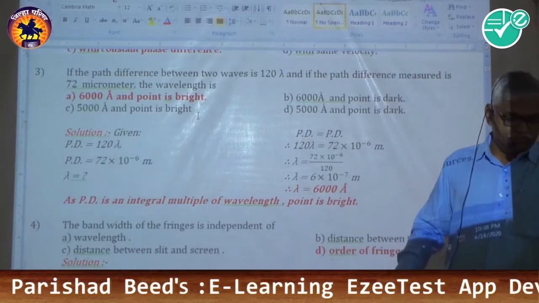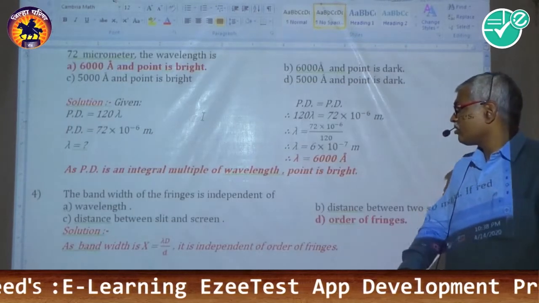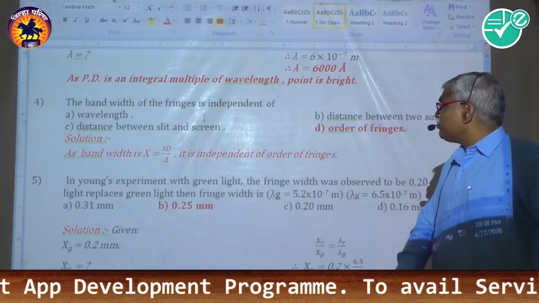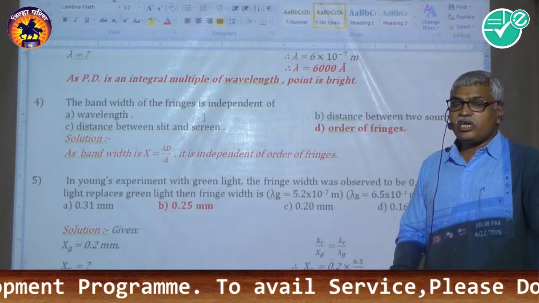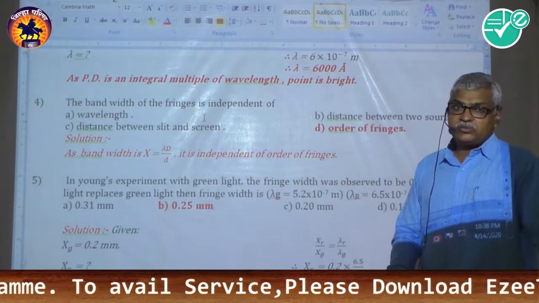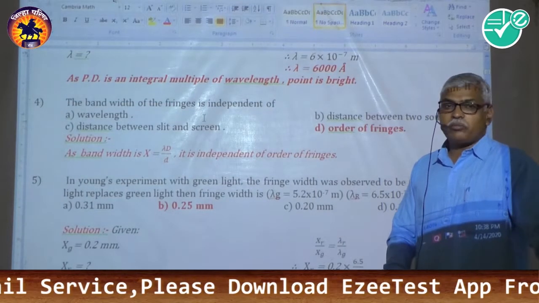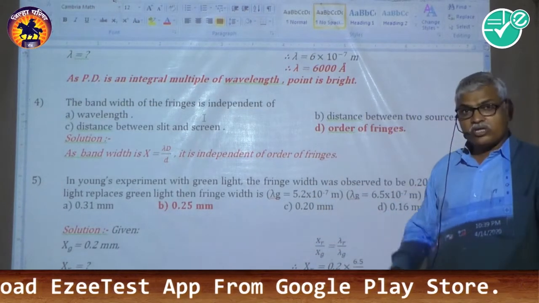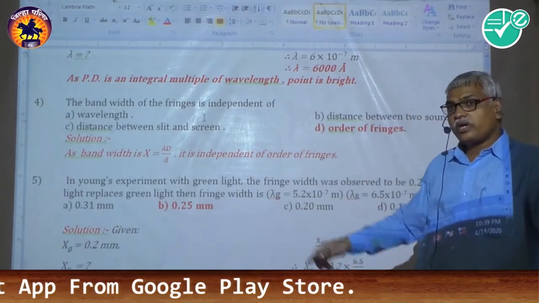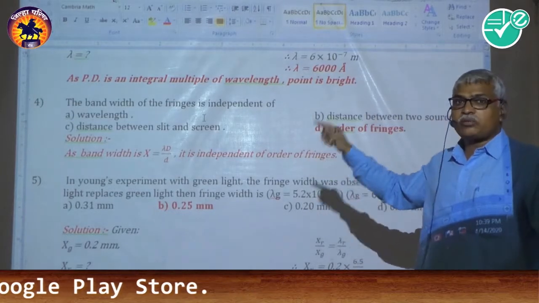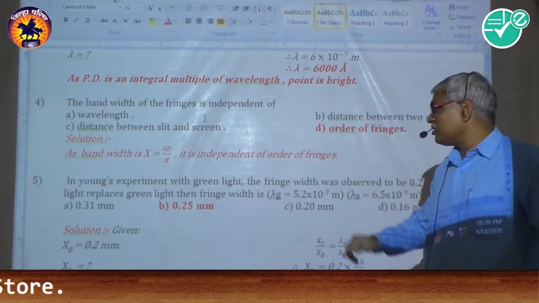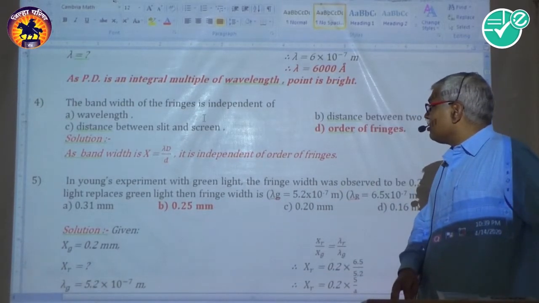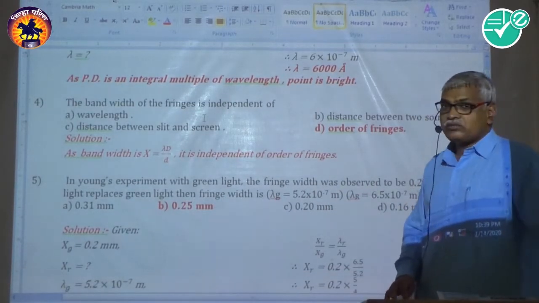Question number 4. The bandwidth of the fringes is independent of. This means that we have to remember the formula for bandwidth. That is, X is equal to lambda D upon small d. This formula shows that the fringe width or bandwidth depends upon lambda, capital D and small d. And we have to give the answer about the independence of X.